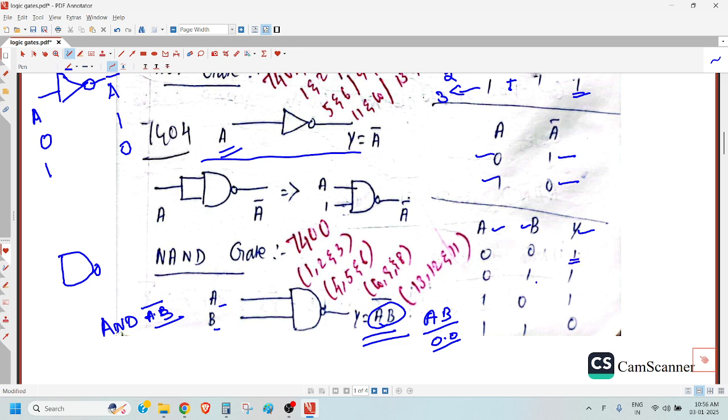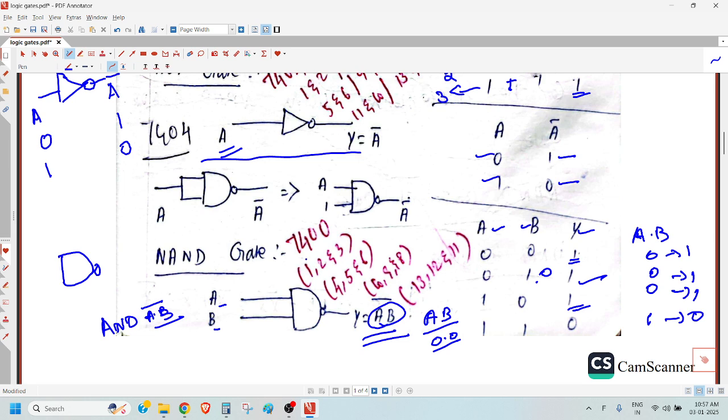Then 0, 1: if you are giving, obviously A into B will come as 0. But if you are taking NAND, that means NOT, meaning inverter. So 1, 1 gives 0, and your output will become 1. So how A into B, you will get 0, 0, 1. Just take the NOT of 1, 1, 1, then 0. That is the simple way to remember the NAND gate.